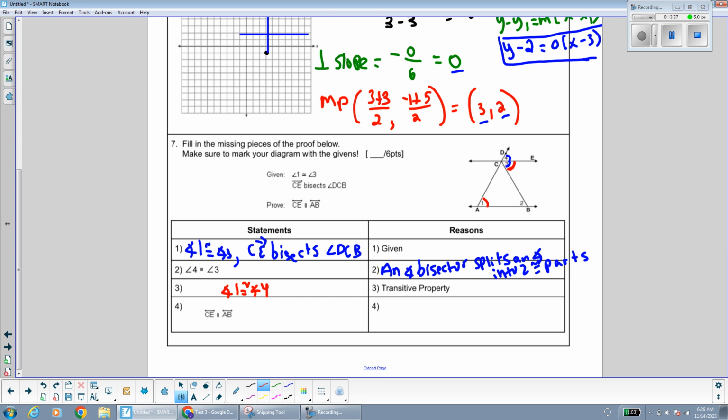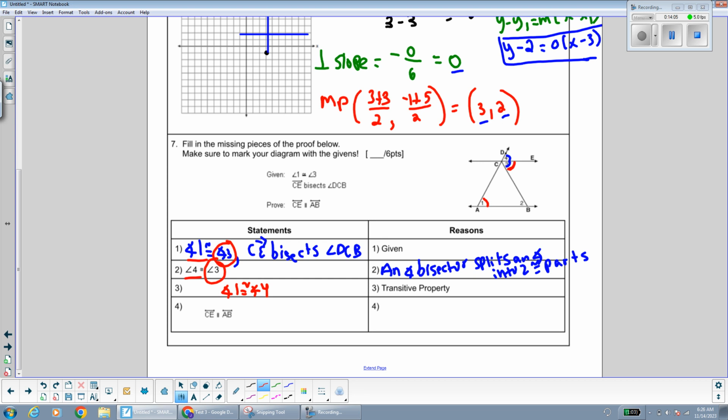Now, you can also tell that from what you previously proved in the proof, because in your givens, you had angle 1 congruent to angle 3. And then in step 2, we had angle 4 congruent to angle 3. So angle 1 and angle 4 were both congruent to angle 3. So that means that they have to be congruent to each other by the transitive property. If two things are congruent to the same third thing, then they have to be congruent to each other.